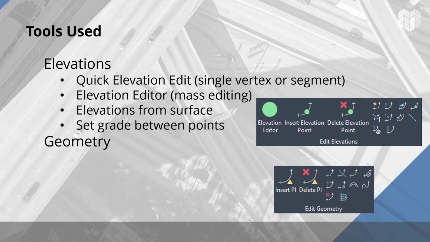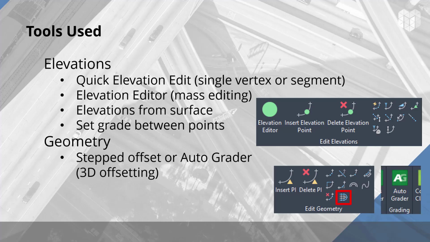And then on the geometry side, how are we creating things? We're going to be using the stepped offset command that's in the Edit Geometry panel. Then I'm going to show you a secondary utility as well called AutoGrader that'll allow you to automate some of that.